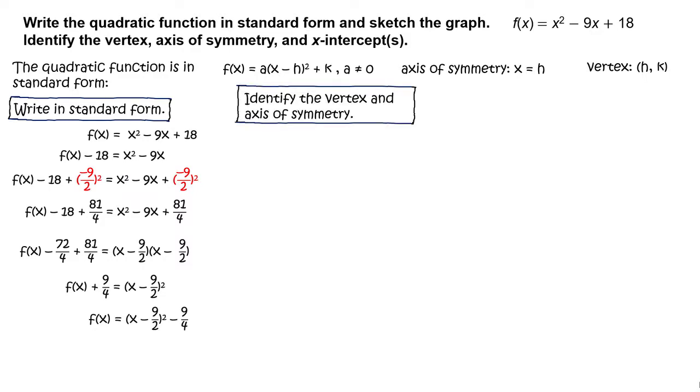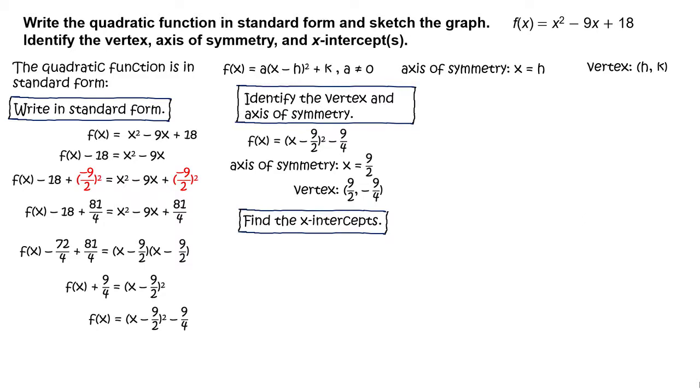Now you're ready to identify the vertex and axis of symmetry. Write f(x) = (x − 9/2)² − 9/4. The axis of symmetry is the vertical line x = 9/2. The vertex is the point (9/2, −9/4).